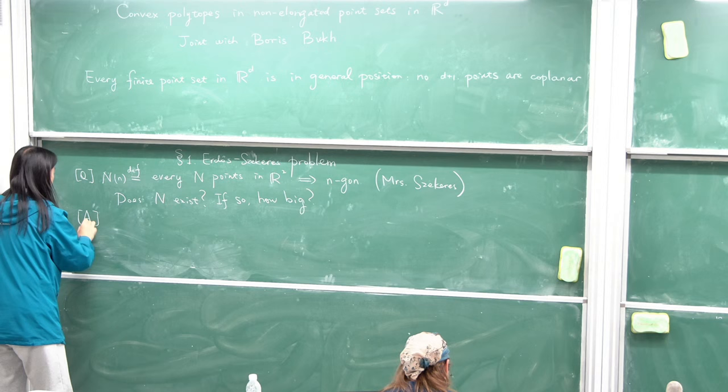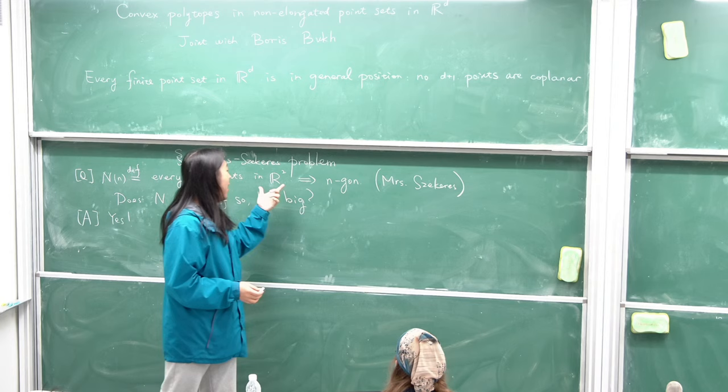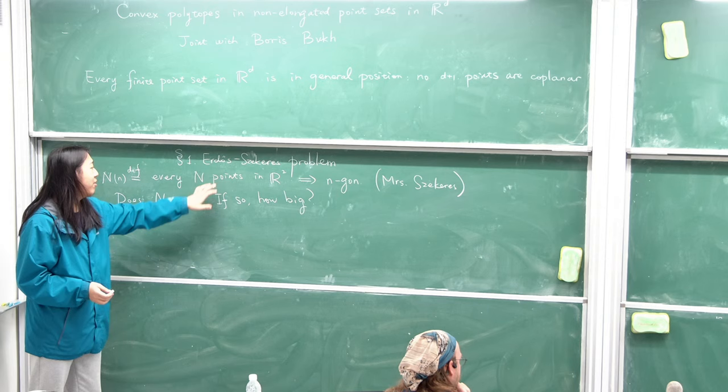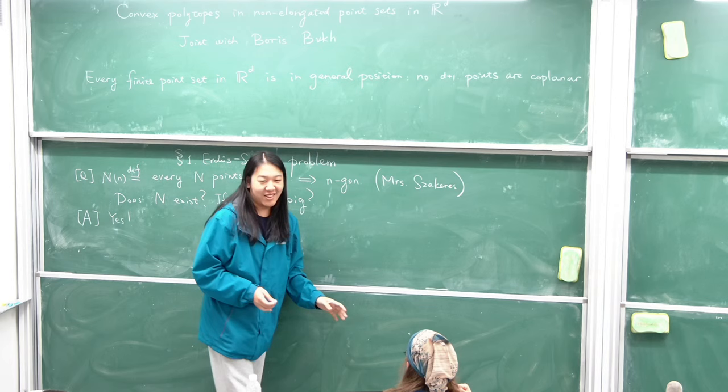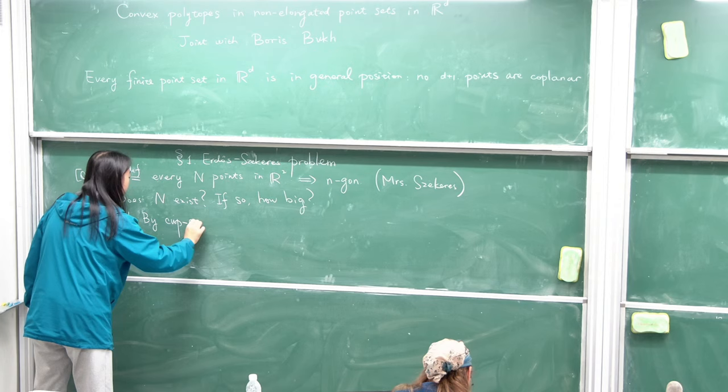And why do I call it the happy ending problem? If I remember correctly, this person asked this question, and then Erdős and Szekeres heard this problem and gave a solution showing that N(n) exists. And then this Szekeres and that Szekeres married together. So this is a happy ending. And the reason the answer is yes is because we have the famous cup-cap argument.